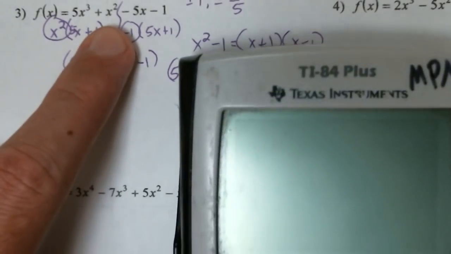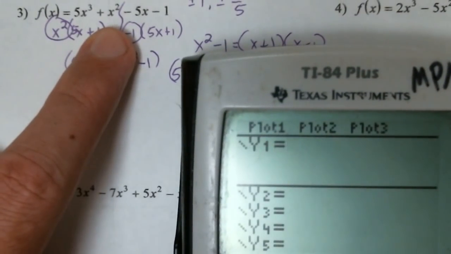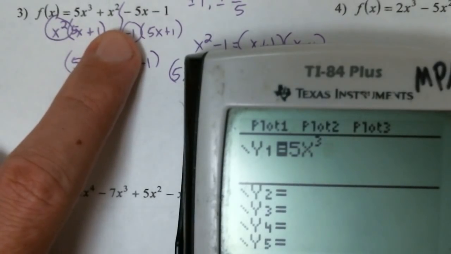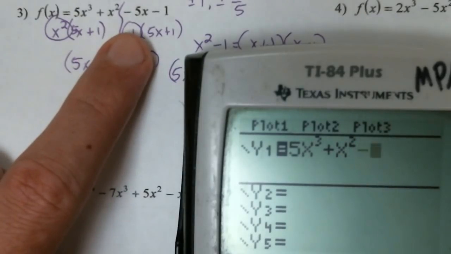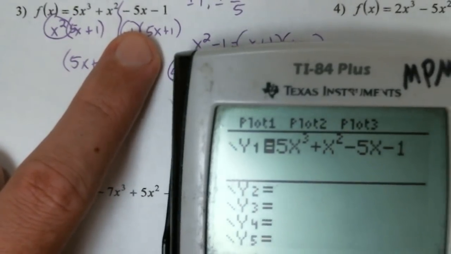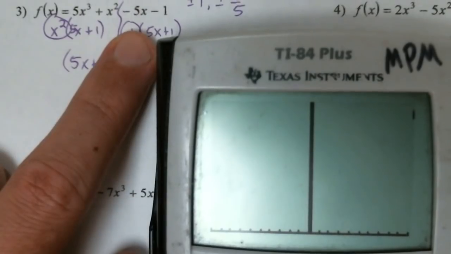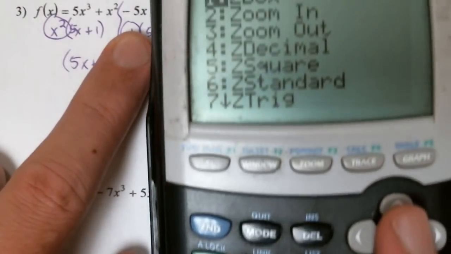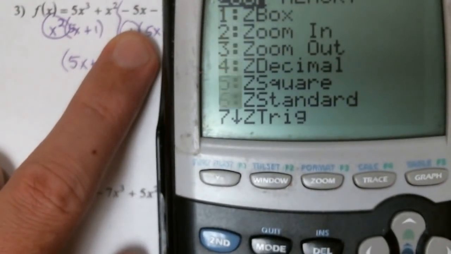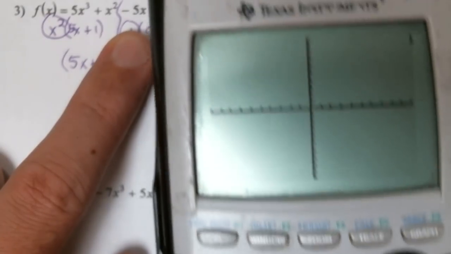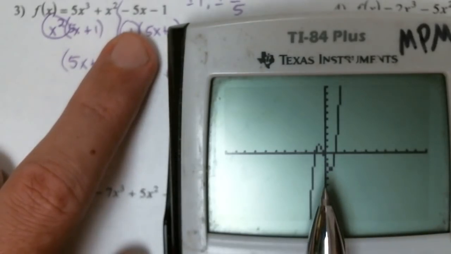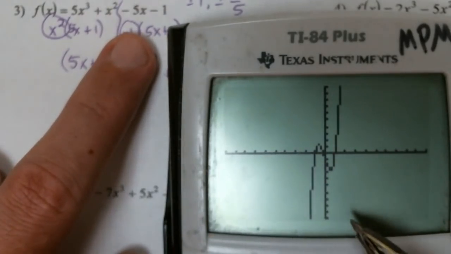Okay, let's graph this: 5x raised to the third plus x squared minus 5x minus 1. Let's get some ideas. First of all, if your graph looks weird, you can press the zoom button, then press 6, zoom standard. That gets you back to your standard window, where your x and y axes go from negative 10 to 10. So there's my polynomial, and I want to find a good starting spot.